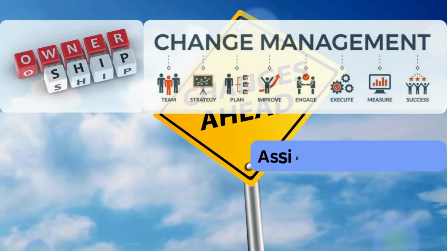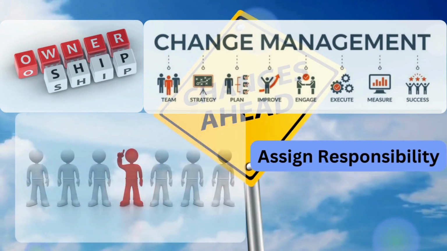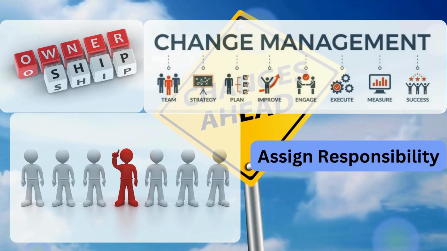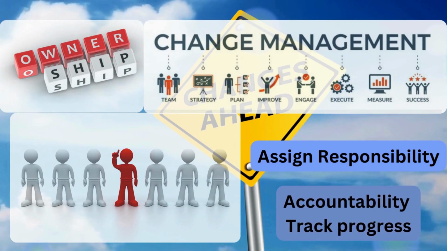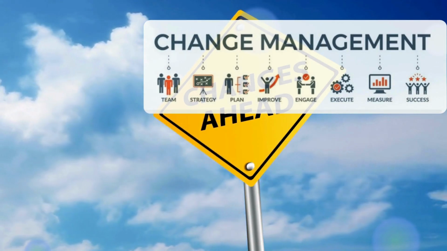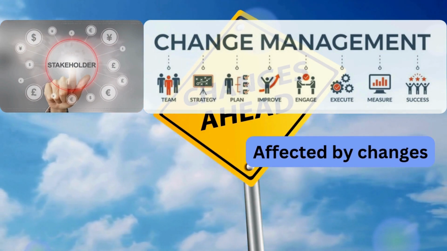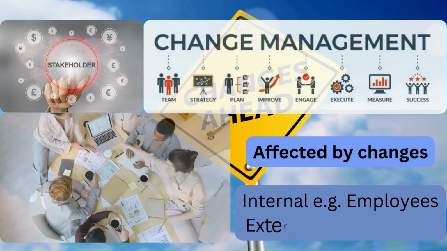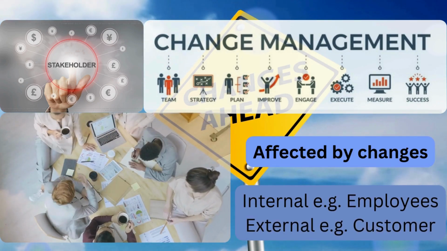Ownership in change management means assigning responsibility for a change to a specific individual or a team. For instance, the security team might be responsible for implementing a new firewall. This ensures accountability and helps track the progress. Stakeholders. These are the people or groups who are affected by the change or have an interest in its outcome. They could be internal stakeholders like employees, managers, and other departments, or external stakeholders like customers, suppliers, and regulatory bodies.